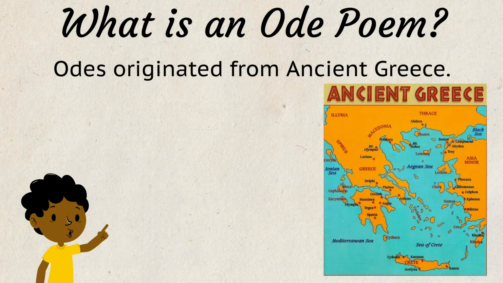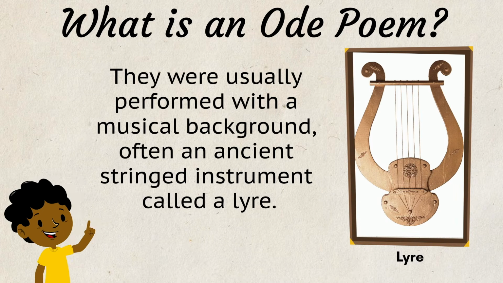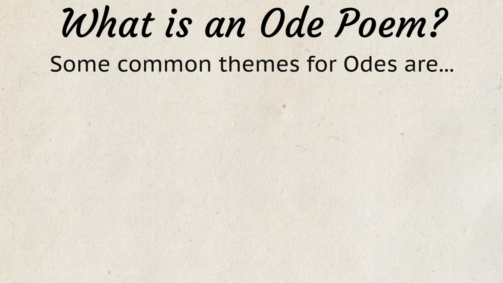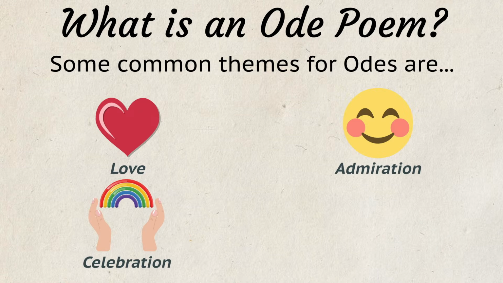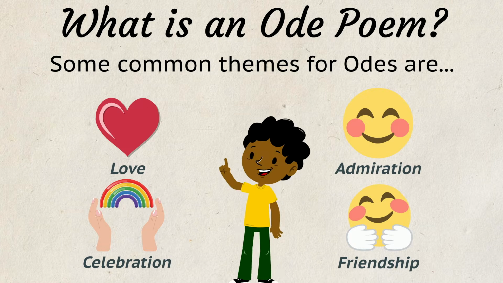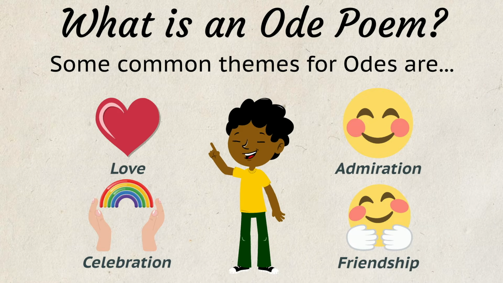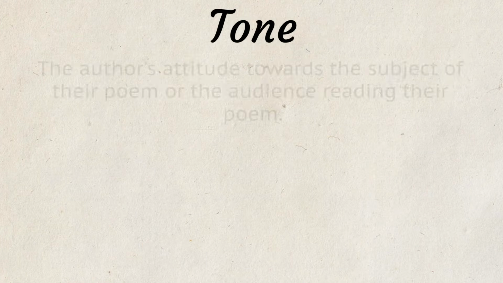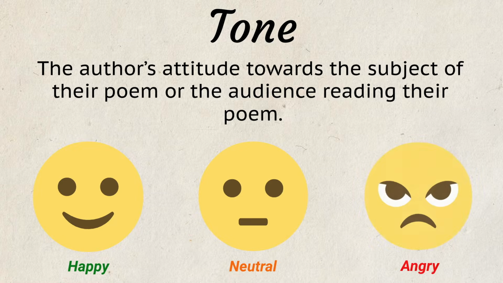Odes originated from ancient Greece. They were usually performed with a musical background, often an ancient string instrument called a lyre. Some common themes for odes are love, admiration, celebration, and friendship. Odes are usually elaborately structured and have a formal tone. Tone is the author's attitude towards the subject of their poem or the audience reading their poem.